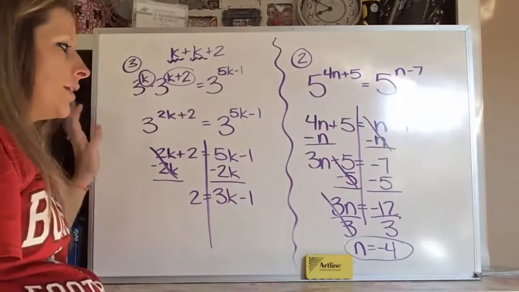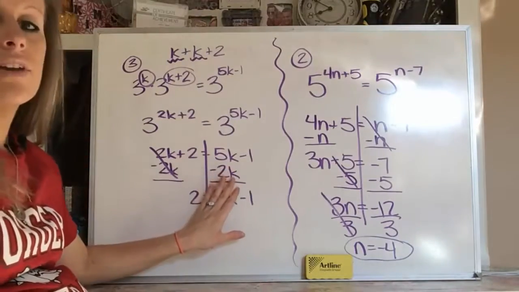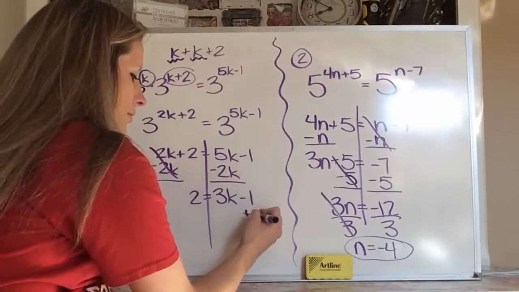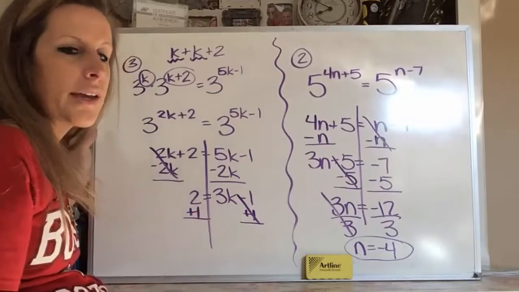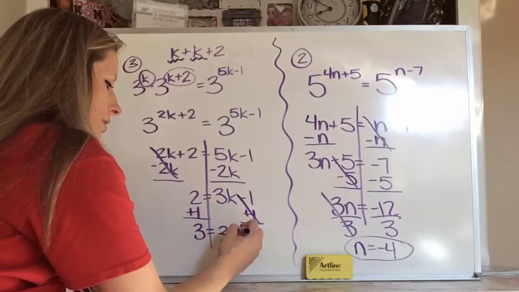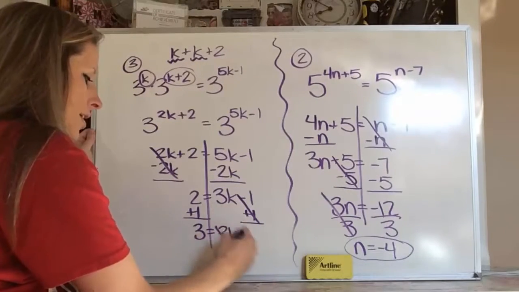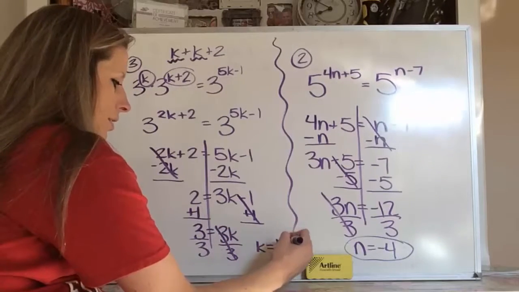Okay. Now that I have my variables on the same side, I'm going to save that variable for last. I'm going to save k for last. I'm going to add 1 to both sides. That way I can get my k by itself. So 3 equals 3k. Divide both sides by 3. And my k equals 1.